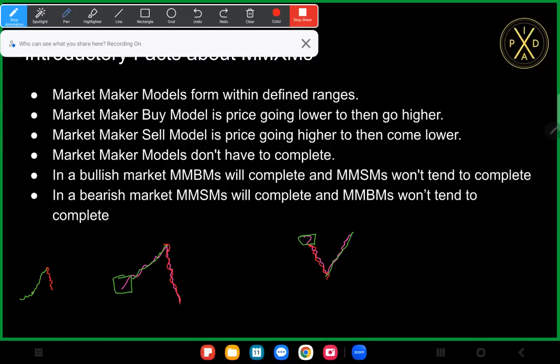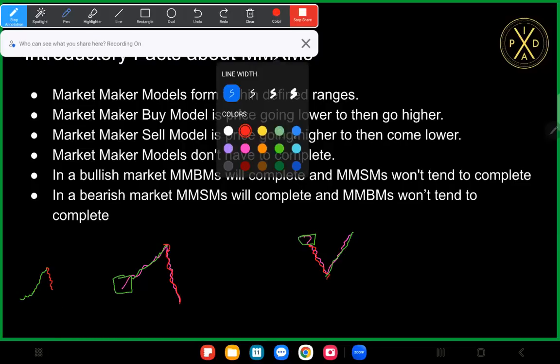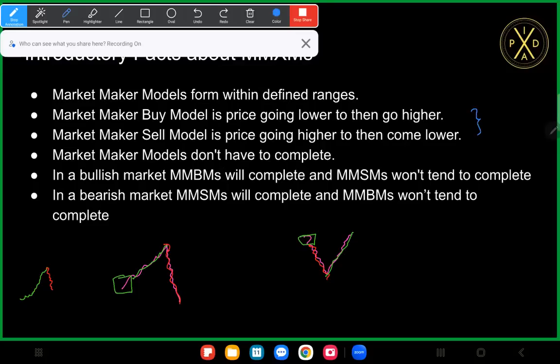And this would be a market maker sell model as well, because think about it, based off of our loose definition right here, price has gone higher and then it has come lower, right? So we'll talk about the significance of market maker models that don't complete in just a little bit. So just bear with me for a second.